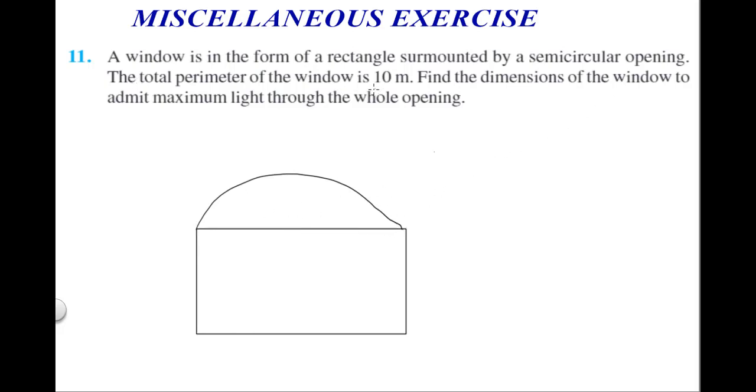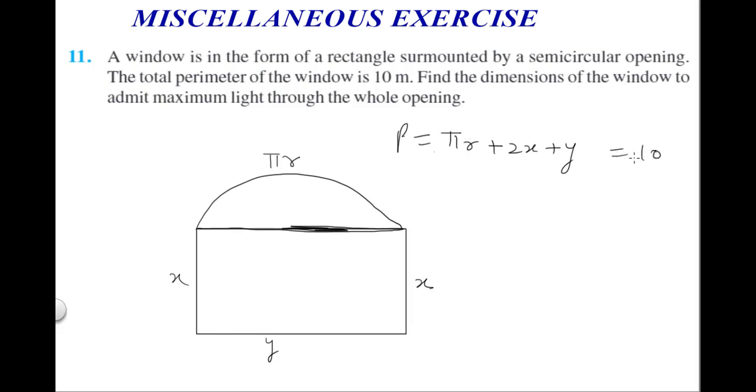The total perimeter of the window is 10. What will be the total perimeter? This circumference, which is pi r, or if you consider this as x and this as y. Don't consider this black line that I am highlighting in the perimeter. Perimeter is the boundary. So the perimeter now is pi r plus 2x plus y, and this is given equal to 10.